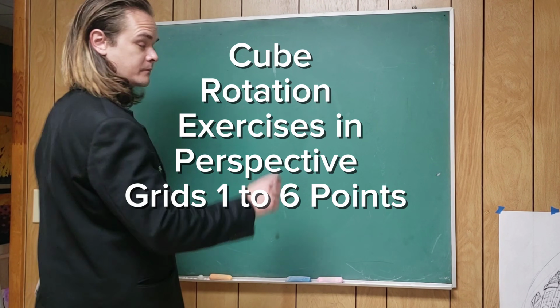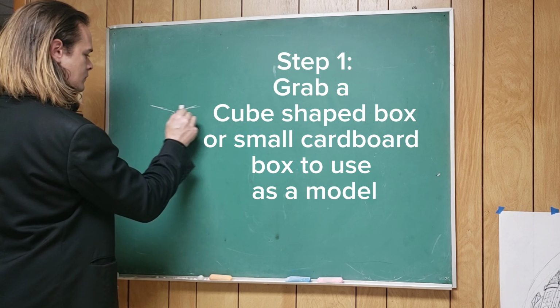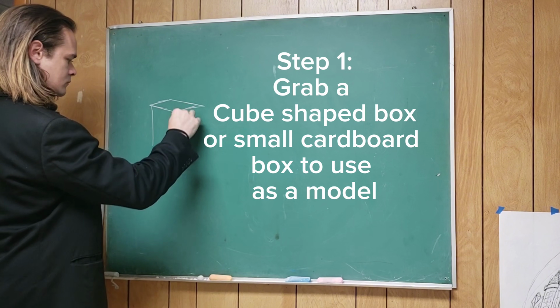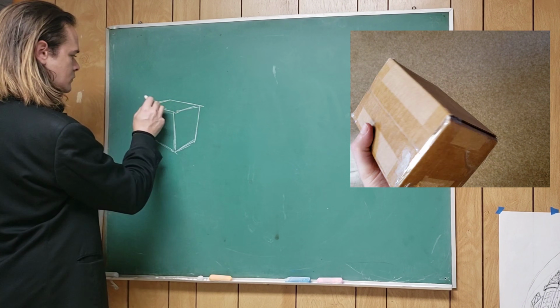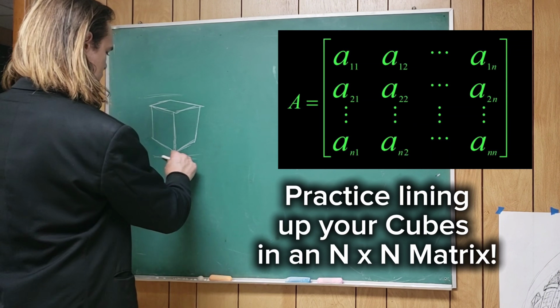In this video, I'm going to show you how to rotate cubes in perspective grids 1 to 6 points. Step 1, start by grabbing a cube-shaped box to model your cubes after if you have trouble visualizing this type of thing in your mind.